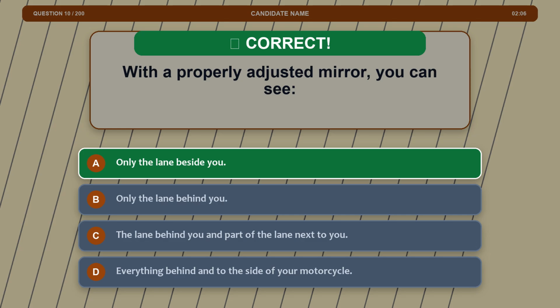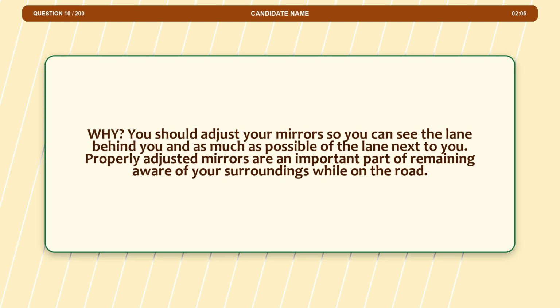The correct answer is option A, only the lane beside you. Explanation: you should adjust your mirrors so you can see the lane behind you and as much as possible of the lane next to you. Properly adjusted mirrors are an important part of remaining aware of your surroundings while on the road.